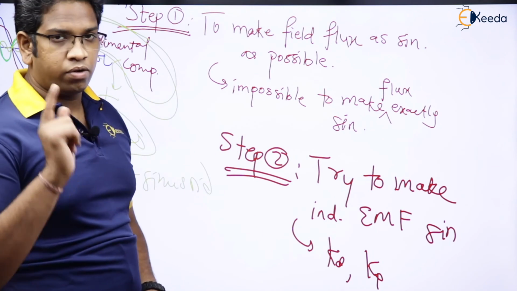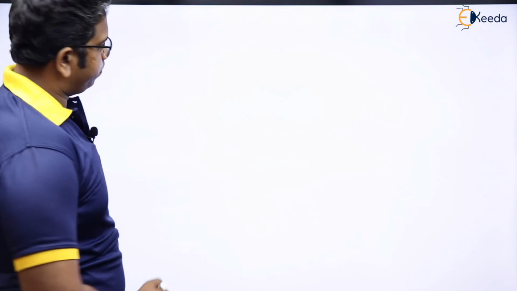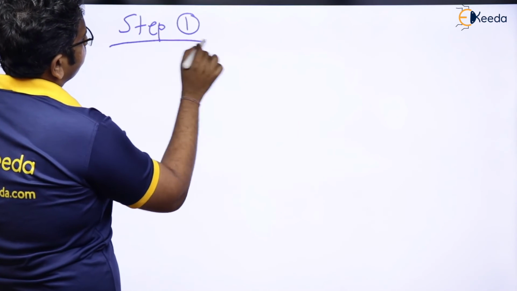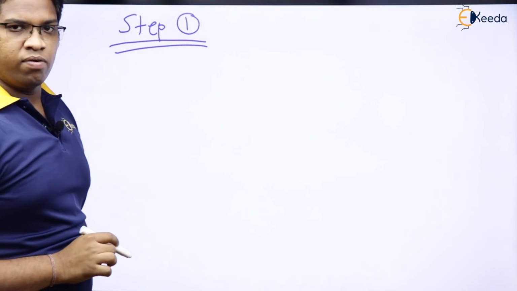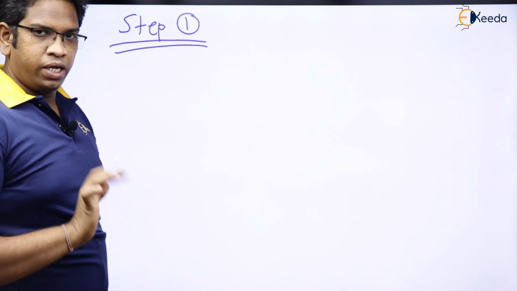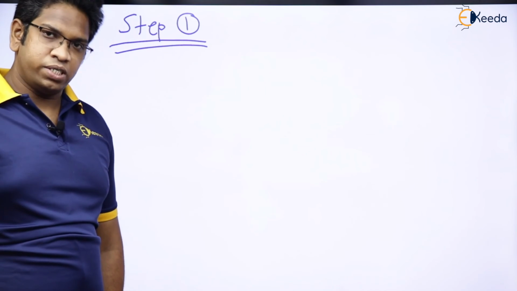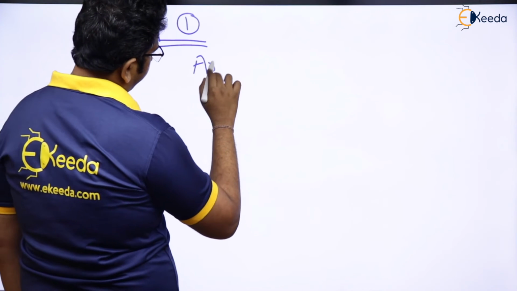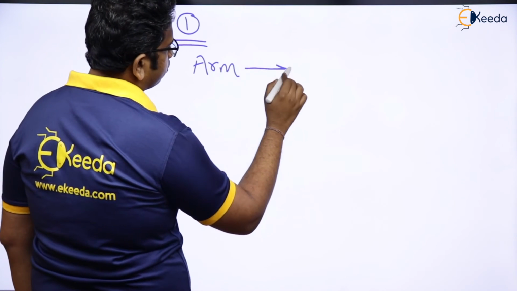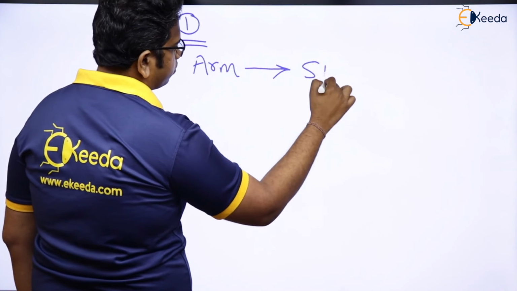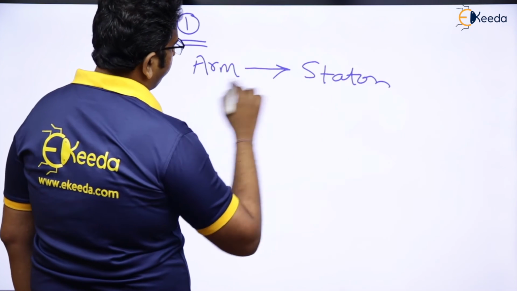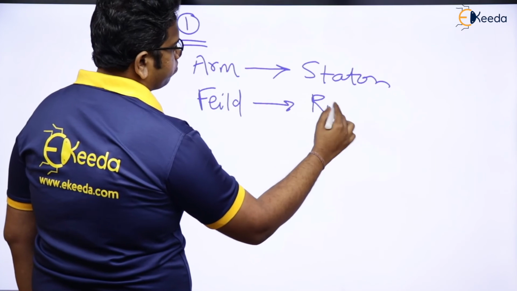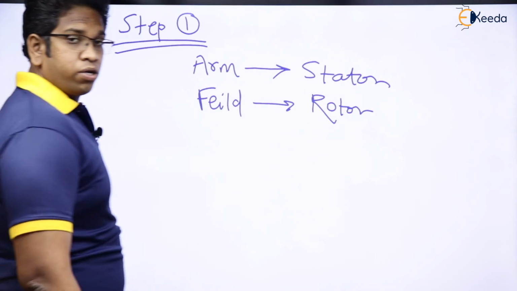Now let us think of step 1. See here, step 1 means we have to focus on the field. Now from the previous discussions we know that in case of a synchronous machine, the armature is placed on stator, and field is placed on rotor. Am I right or wrong?